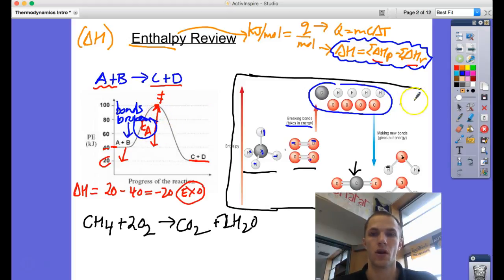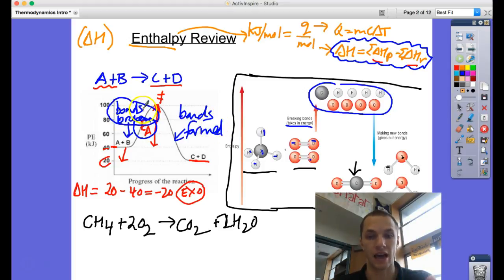Okay? Now once these atoms are floating around separately, they're going to bond in new ways, potentially. And when bonds are formed, okay, energy is released. Energy is released. So the two things we need to emphasize here are when bonds are broken, that means energy is added. And when bonds are formed, that means energy is released. That's why this hill is going down.